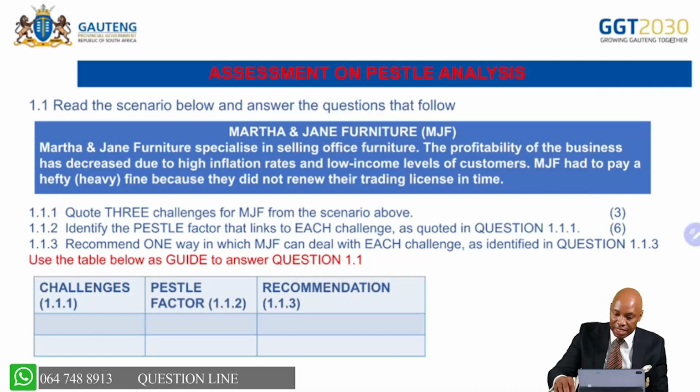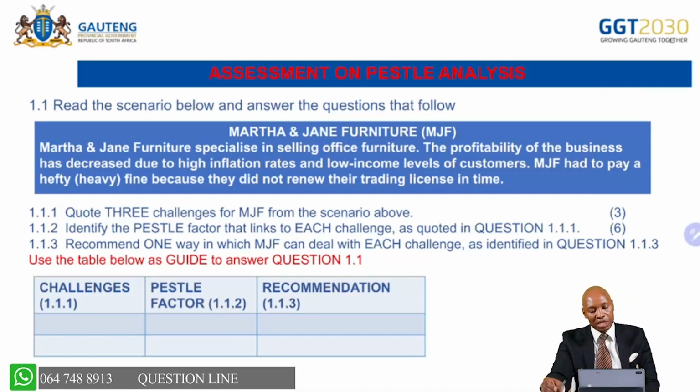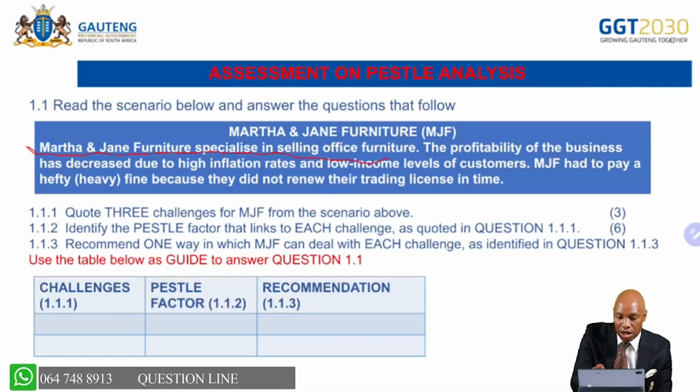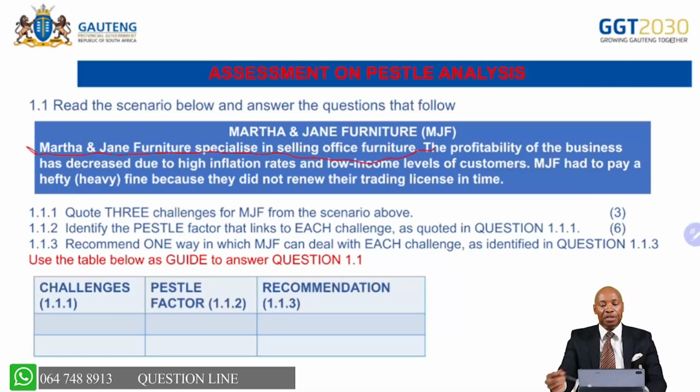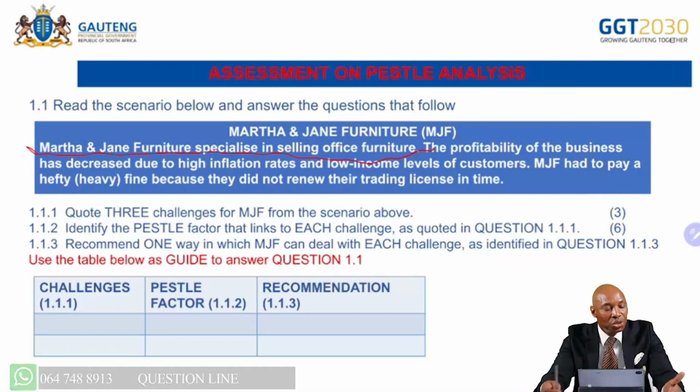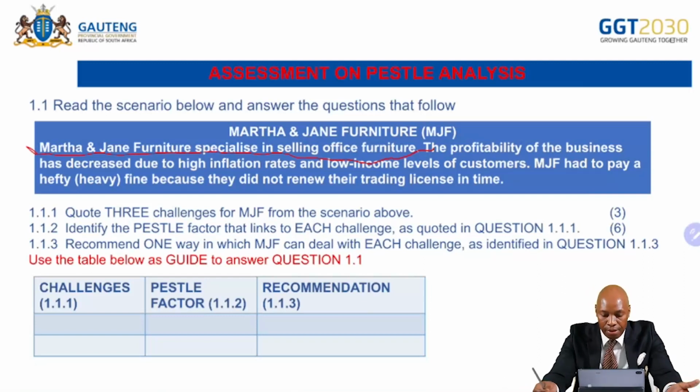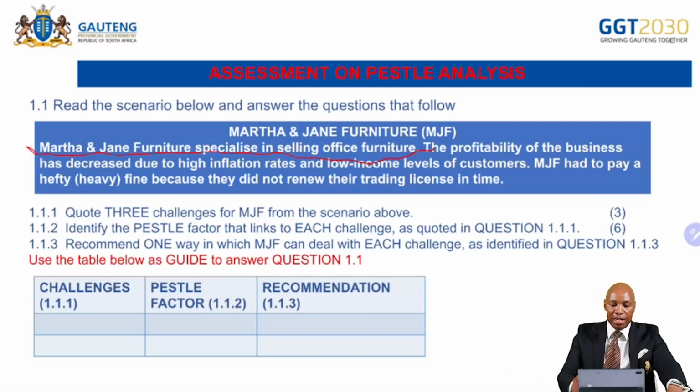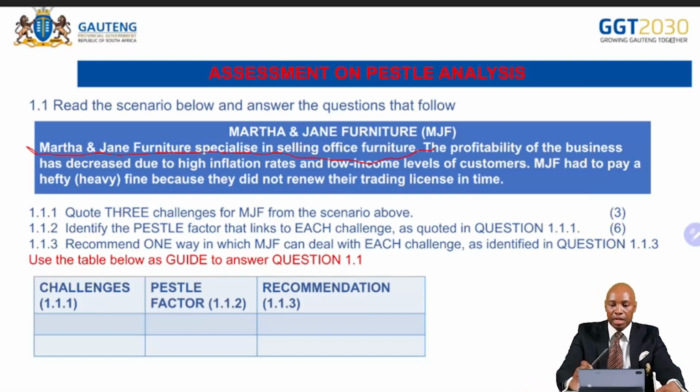It's important, candidates, that you read the scenario with understanding. I will keep on repeating. Now, what is the name of our business? Martha and Jane Furniture, abbreviated as MJF. Martha and Jane Furniture specialize in the selling of office furniture. This is just a statement. It has got nothing to do with the personal factors. But then let's just go on and read.